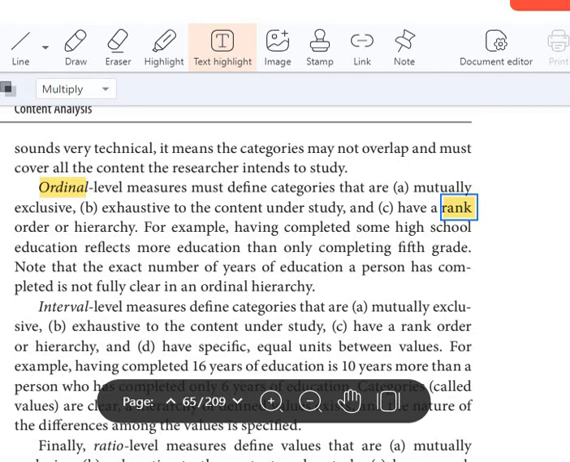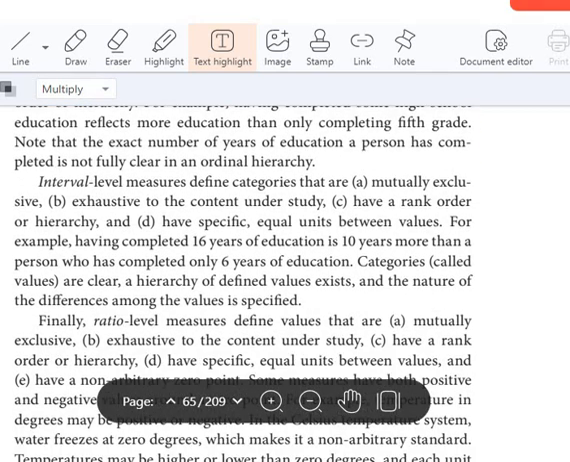Okay, as for the interval, these measures define categories that are mutually exclusive, also exhaustive to the content, and also have a rank, and have specific and equal units between values. We've studied that in statistics. Now this third one can have some mathematical operations. So mathematical operations are allowed in the third and the fourth one. However, in the first and the second one, no mathematical operations are allowed.